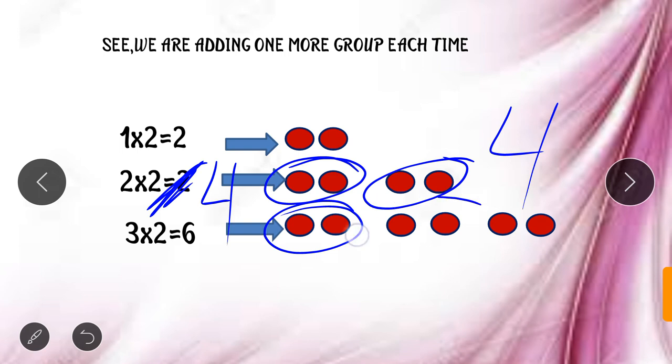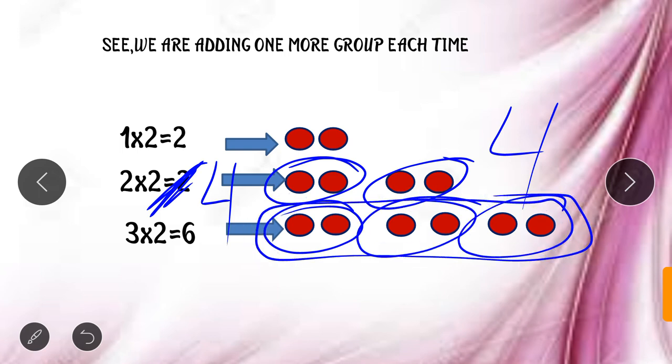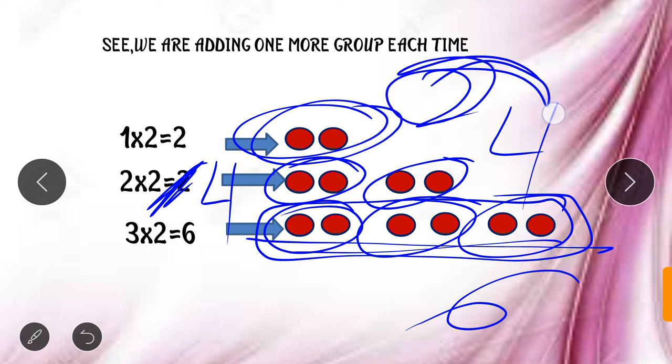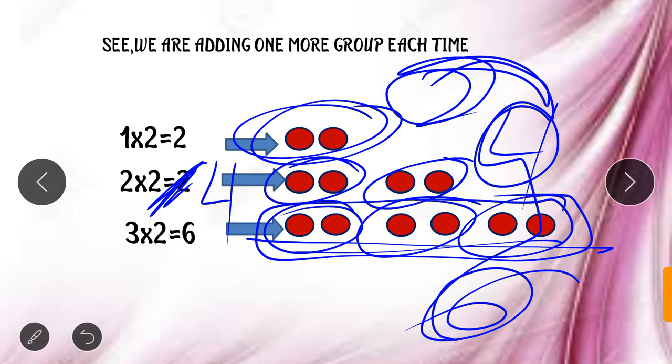2, 2 and 2, because this is a repeated addition also. 3 groups of 2 equals to 6. And one group of 2 things equals to 2. So this is a type of 2 table. 2 ones are 2. 2 2s are 4. 2 3s are 6. Okay, everyone?